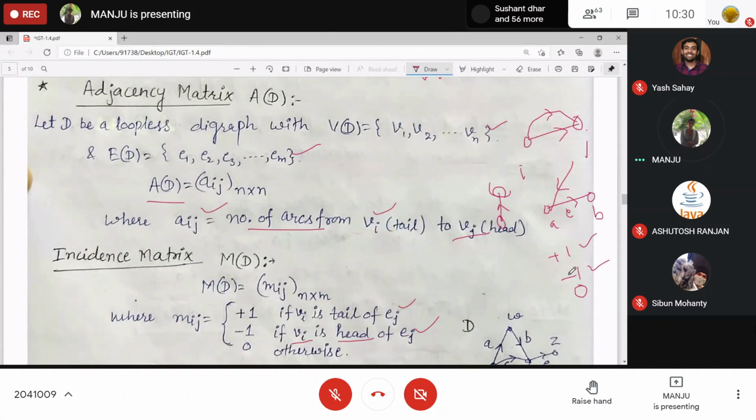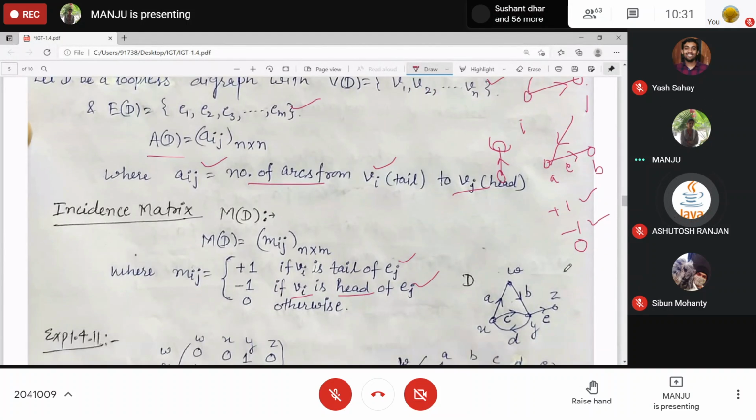Clear? Yes, ma'am. Now, can you give me the same graph we had here? We had the same kind of graph there also, without direction. So just try to find AD and MD. AD is for the adjacency matrix and MD is for the incidence matrix.